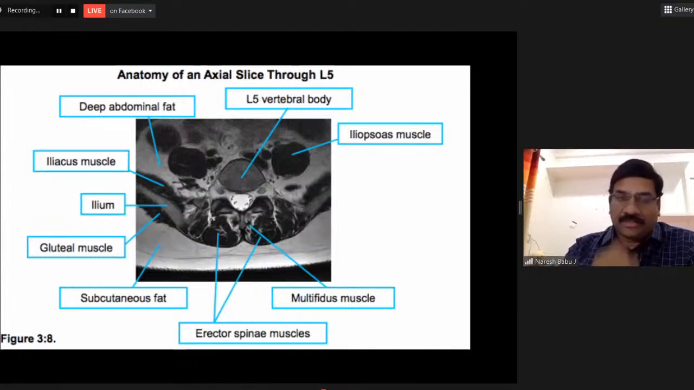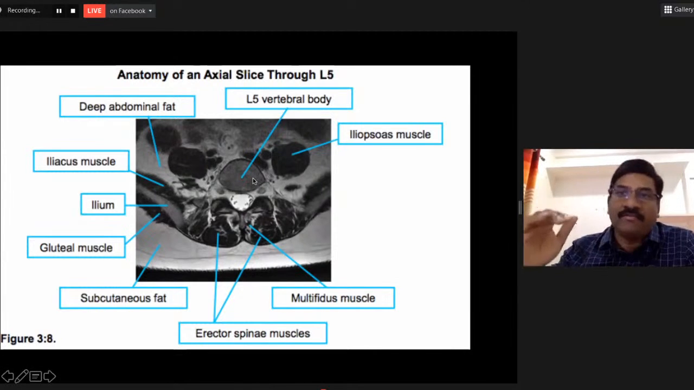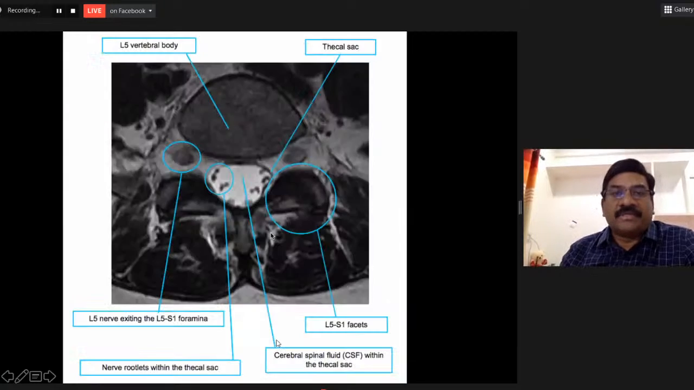So a few anatomical structures which are very important to identify. These keep changing with the level from where we have taken this axial cut. So there is a vertebral body which is very clearly seen, and you can see the spinal canal here. And these are the exiting nerve roots. These are the traversing nerve roots inside the spinal canal. And the spinous process, facet joints, and there is an iliopsoas muscle in the front. And the abdominal fat is seen, and the iliac bone there, subcutaneous fat, and posterior erector spinae muscles.